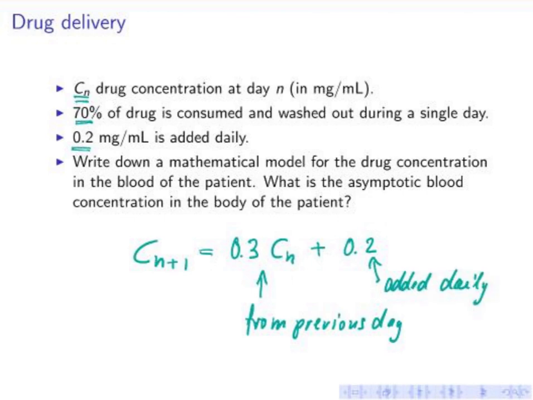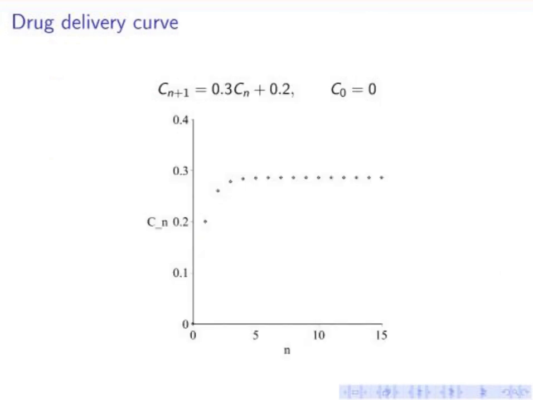Now let's see how this looks if we graph this on a computer. So here I show you a graph. I start with 0 concentration of drug on day 0, but then I have the model which we just derived. And you see it is increasing from 0 after the first delivery, the second delivery, the third delivery, but it does not continue to increase. It settles to a constant level.